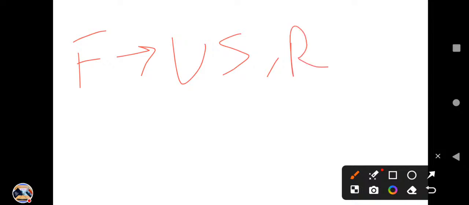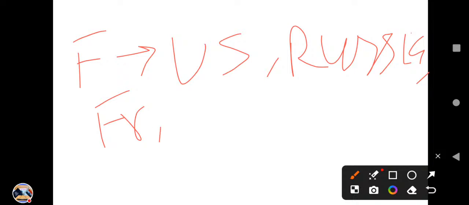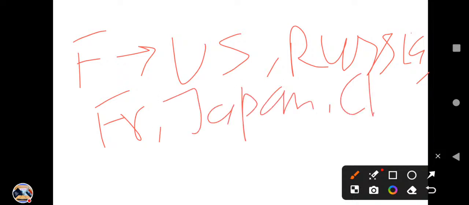Because this is very important factual information which you need to remember, the five countries are the US, Russia, France, Japan, and China.